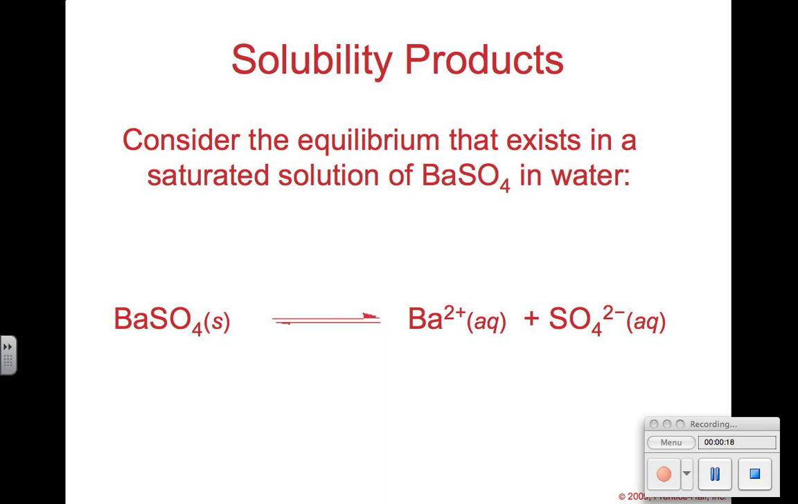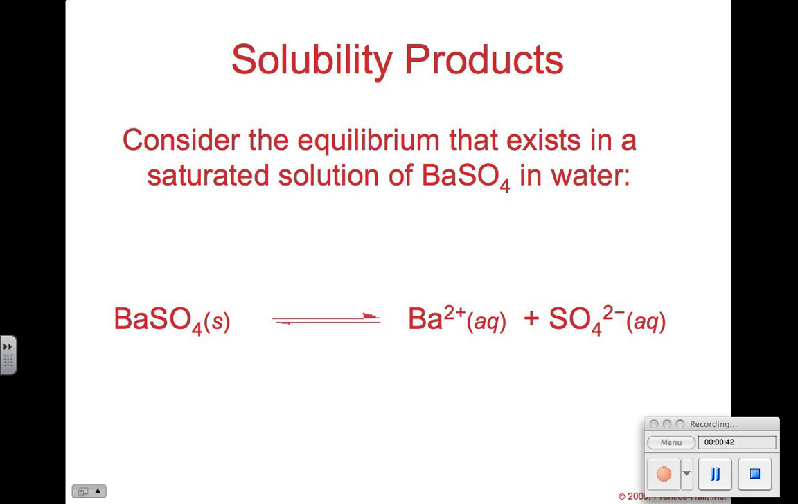Solubility products are similar as far as when we talk about equilibrium. So things don't always dissolve completely. And that's true for weak acids and weak bases, but it's also true for solids that might dissolve in solution. Some don't completely dissolve. Sodium chloride has a certain amount, at certain temperatures. Same thing for barium sulfate here.